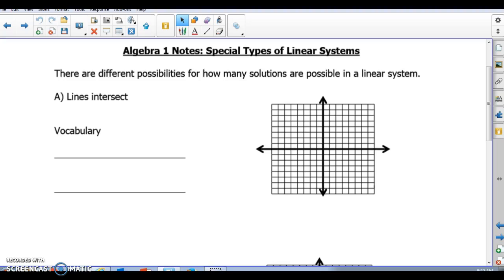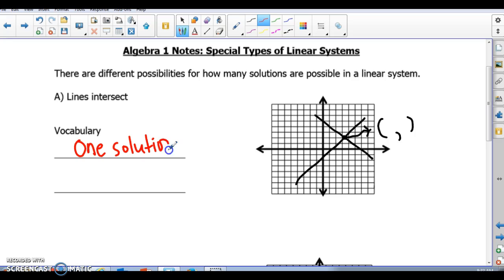Hi guys, today we're going to talk about special types of linear systems. There are three different possibilities for how many solutions are possible in a linear system. In last class, when we talked about solutions of systems of equations, we always graphed those two equations and saw where they intersect. If the lines intersect, wherever they intersect will be your solution, and we always write that in ordered pair. You guys remember? So in this case, when the lines intersect, that means we have one solution.